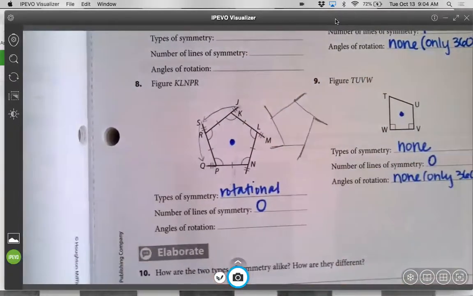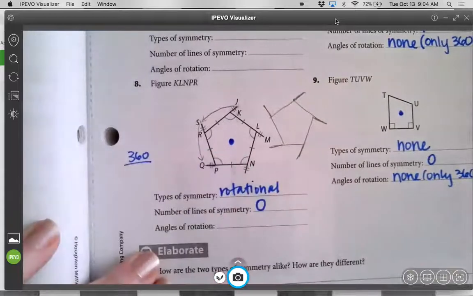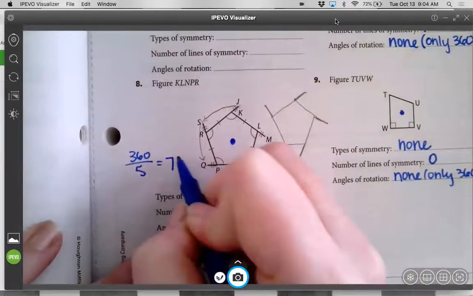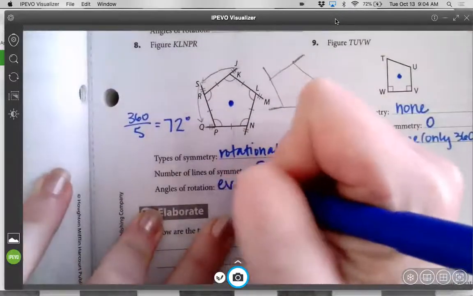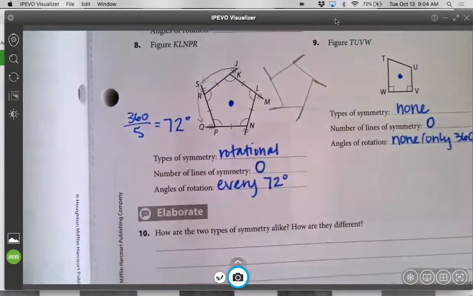And we're going to take 360 and divide it by what? Mm-hmm. And if you remember from earlier, that was 72. But it's not just 72. It's every 72 degrees. If you want to list them out, you're welcome to do that. But I just write every 72. Okay, so any questions on that?